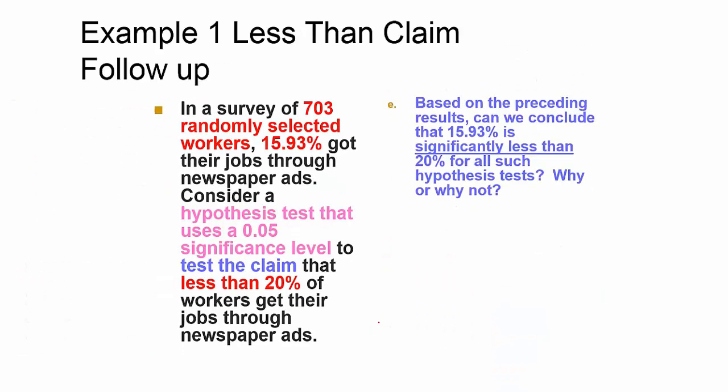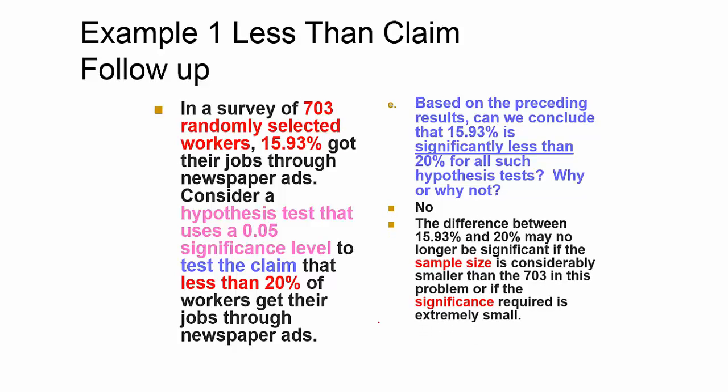So to follow up, based on those results, can we conclude that 15.93% is significantly less than 20% for all such hypothesis tests? The answer is no. The sample proportion that they got when they did their survey is less than 20%, as the claim says. But if we change our sample size, that can affect it. So the difference between 15.93% and 20% may no longer be significant if the sample size is smaller than the large sample that they had in this problem.